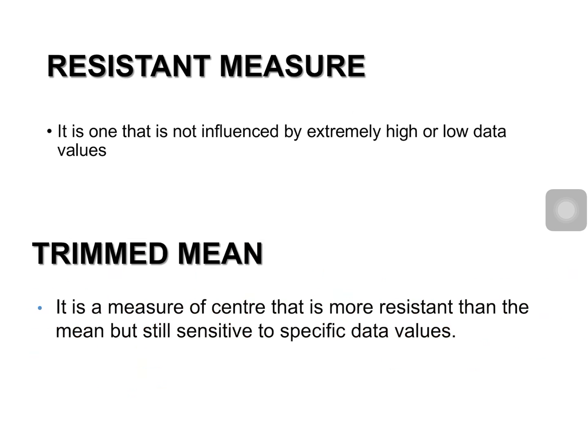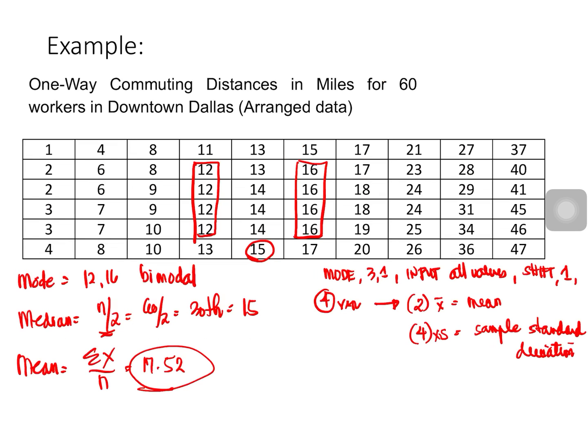For the resistant measure, it is one that is not influenced by extremely high or low data values. These extremely high or low data values are also called outliers. So in our example, as you can see, our mean is 17.52. Our lowest value, that is 1, and our highest value, that is 47, is very far from 17.52. So let us say I want to trim it.